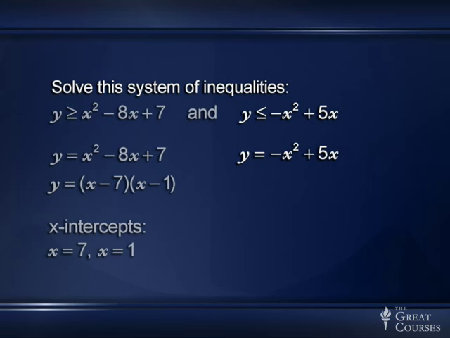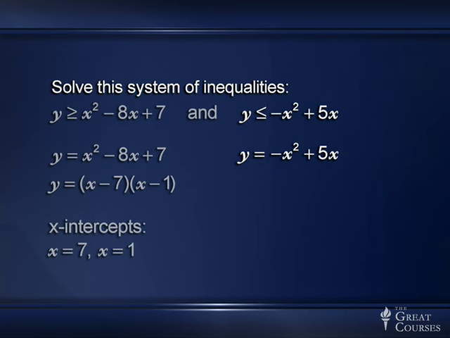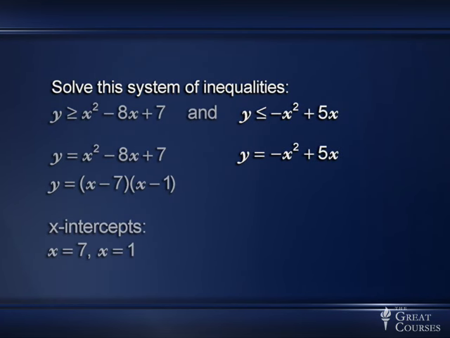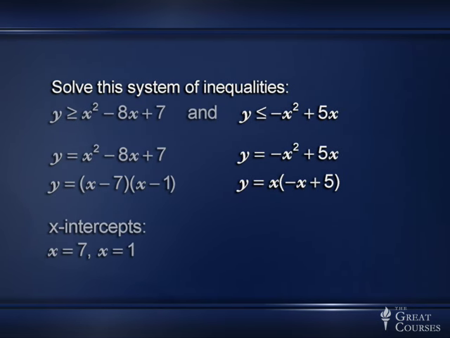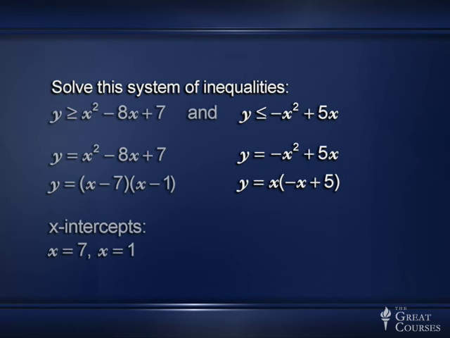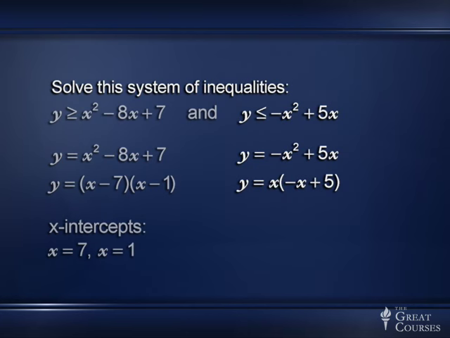Now, that's a parabola that's going to open downwards because of the negative that's in front of the x squared. And I know how to factor negative x squared plus 5x pretty quickly. That factors as x times negative x plus 5. I've just factored there using the greatest common factor. And if I look at y equals x times negative x plus 5, I can quickly see the two x-intercepts that are going to occur on this new upside-down parabola.